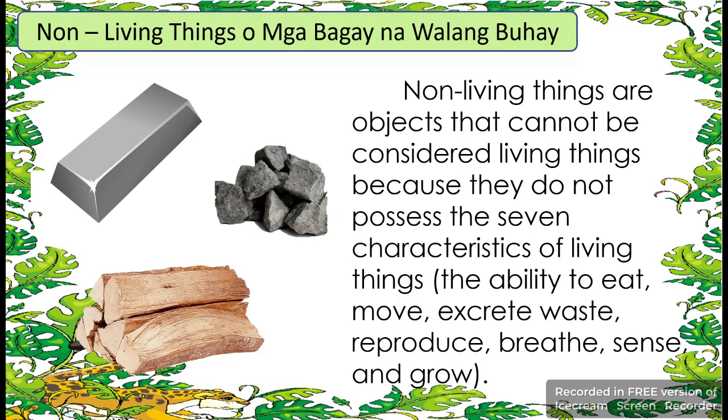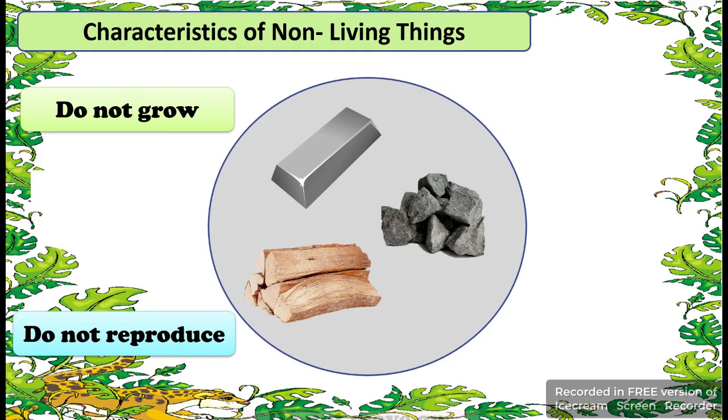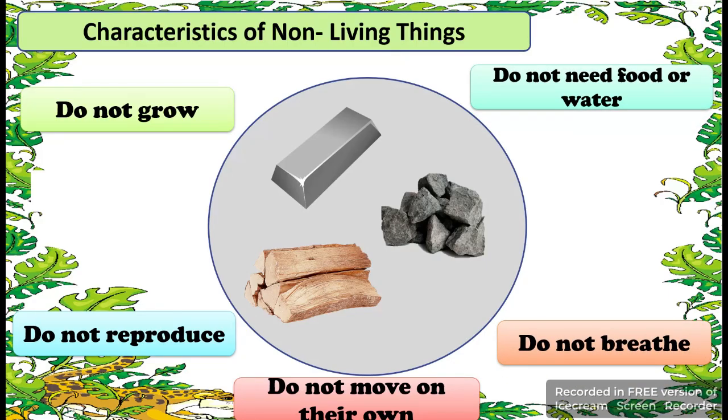While non-living things, o mga bagay na walang buhay, are objects that cannot be considered living things because they do not possess the seven characteristics of living things: the ability to eat, move, excrete waste, reproduce, breathe, and sense growth. Non-living things do not grow, do not reproduce, do not move on their own, do not breathe, and do not need food or water.